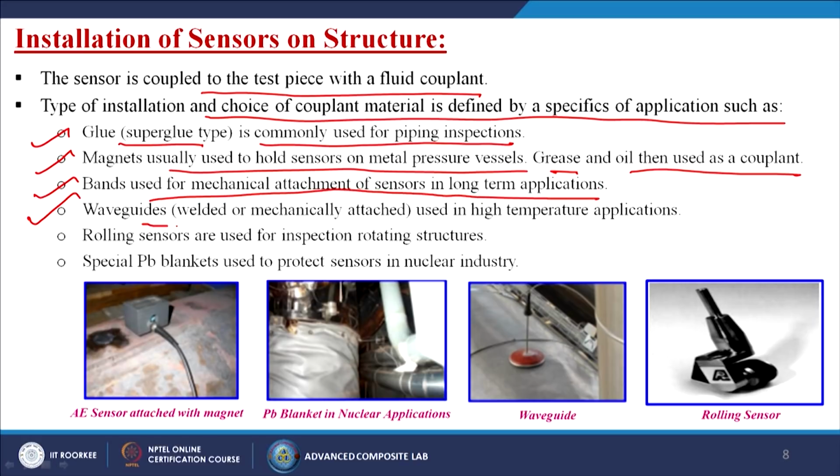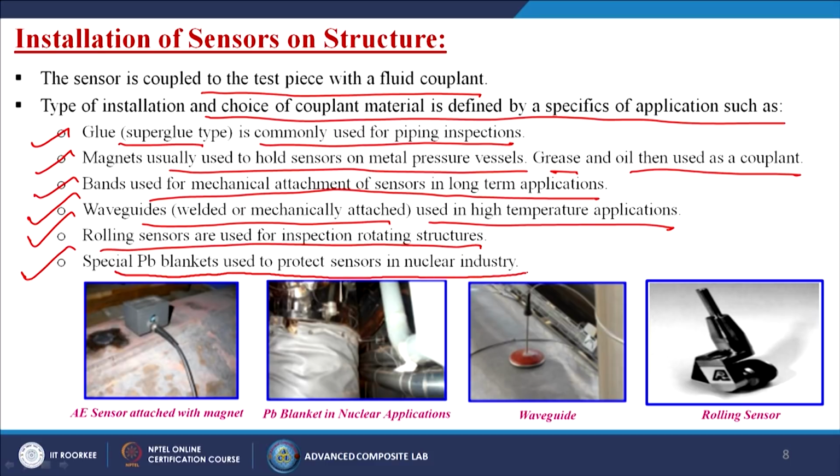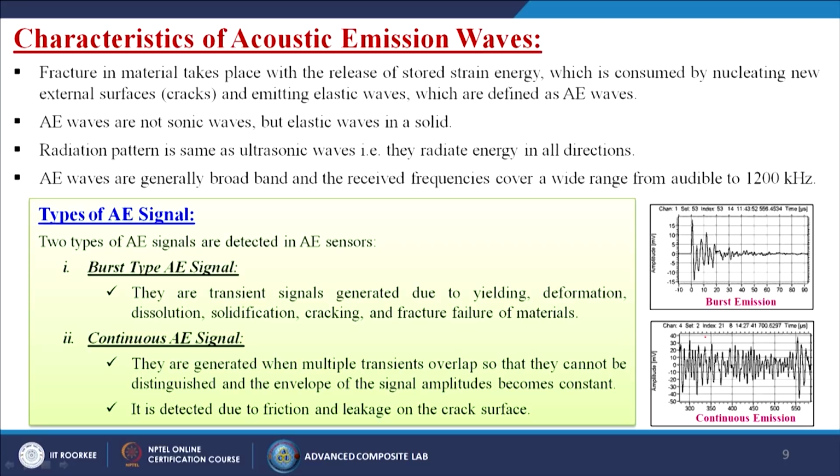Waveguides, welded or mechanically attached, are used in high temperature applications. Rolling sensors are used for inspecting rotating structures. Special PB blankets are used to protect sensors in the nuclear industry. So, AE sensors attached with the magnet, PB blanket in nuclear applications, waveguide and the rolling sensors, these are all the examples.